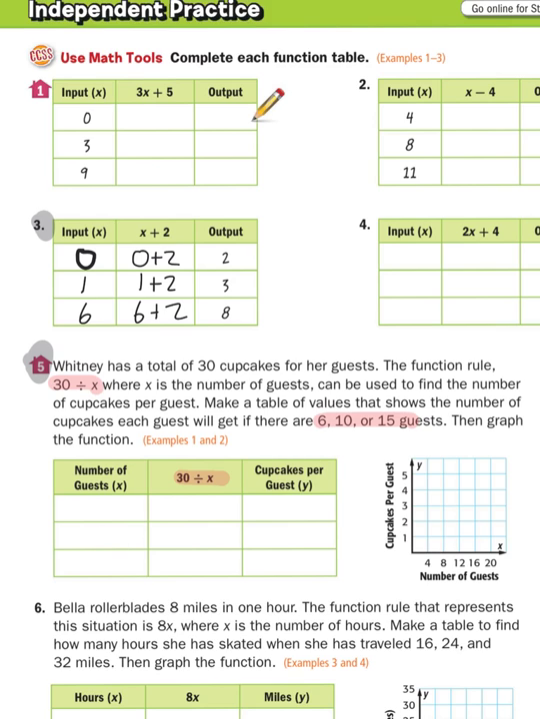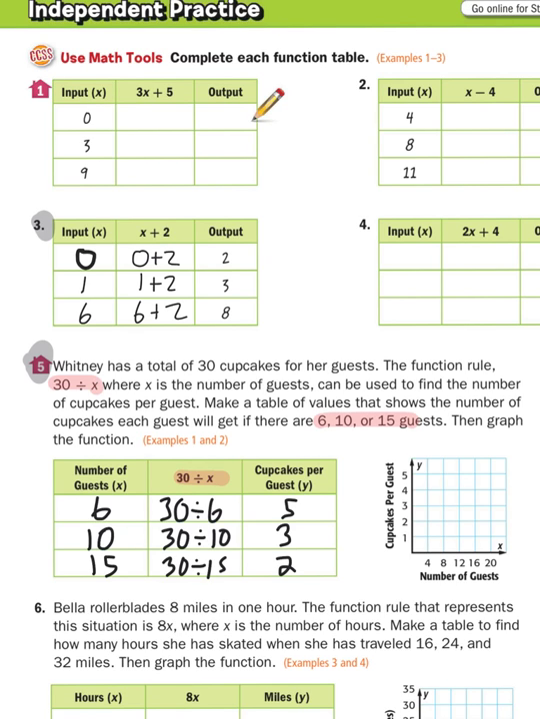So that's going to be over here where number of guests are. So I'm going to put 6, 10, and 15 there. Now, when I put that there, these are the x values. So I just have to substitute 6, 10, and 15 into this rule. So in the first column, I would have 30 divided by 6, and my output will be 5. In this column, I'll have 30 divided by 10, and the output will be 3. And the last, 30 divided by 15, and the output is 2. So that's how you do the function table.